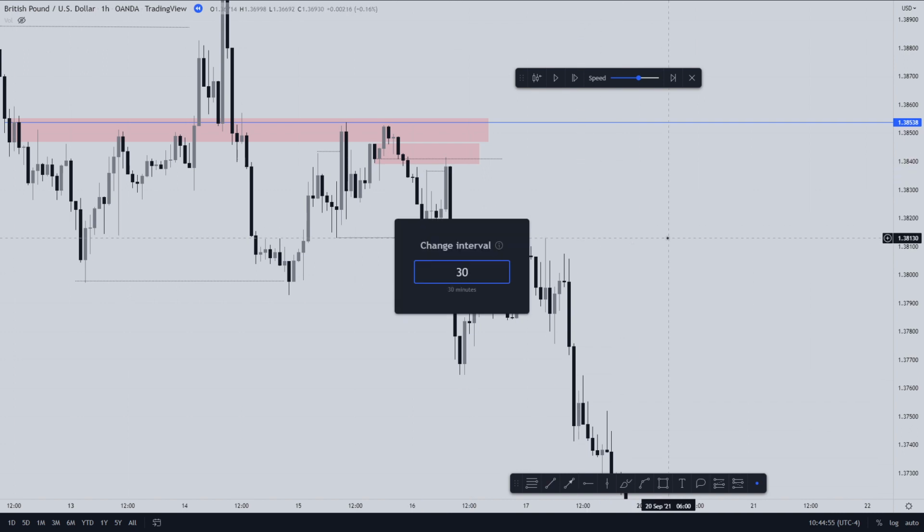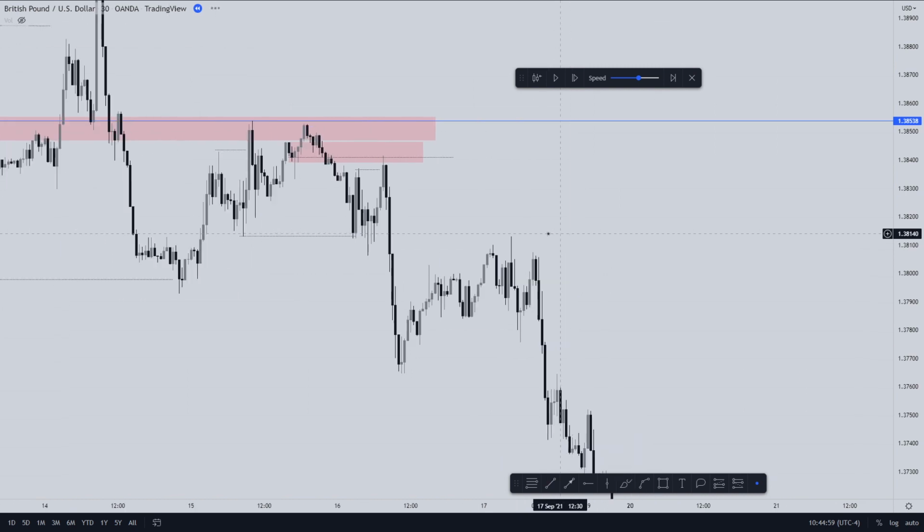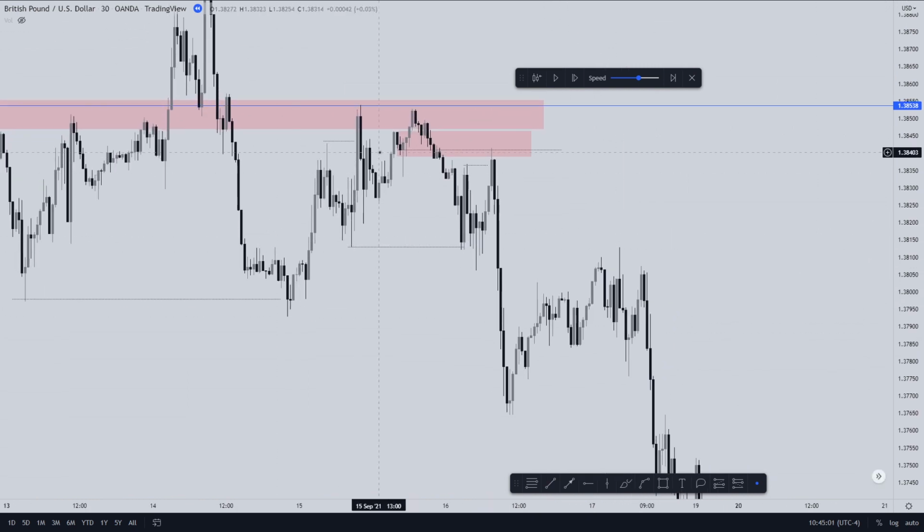Let me go to M30. I'm sure you might find something again on M30. Yeah, you can see by yourself what is happening. What is this? I explained to you guys the same scenario again. You can go to M15.